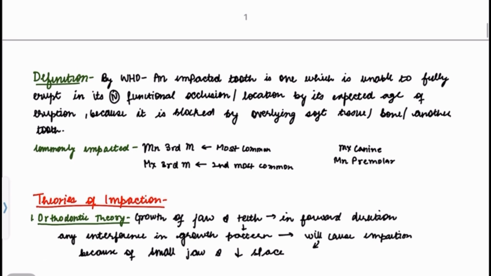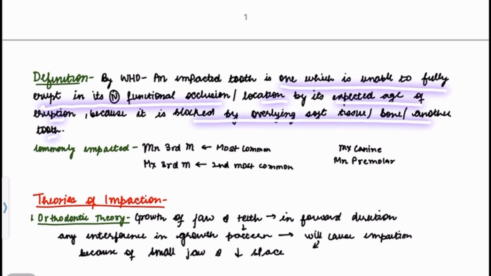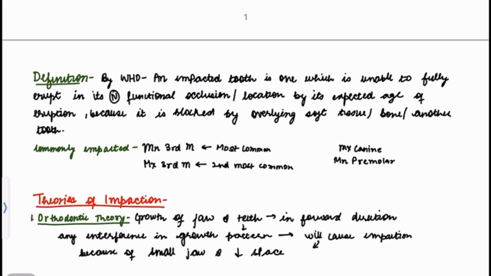An impacted tooth is the one which is unable to fully erupt to its normal functional occlusion or location by its expected age of eruption because it is blocked by overlying soft tissue, bone, or another tooth. We can break this definition into different parts. First is what is happening, what is the problem? The tooth is not able to fully erupt to its normal functional occlusion. Then, till when will we consider it a problem? If this tooth is not erupting to its normal occlusion by an expected age of eruption.